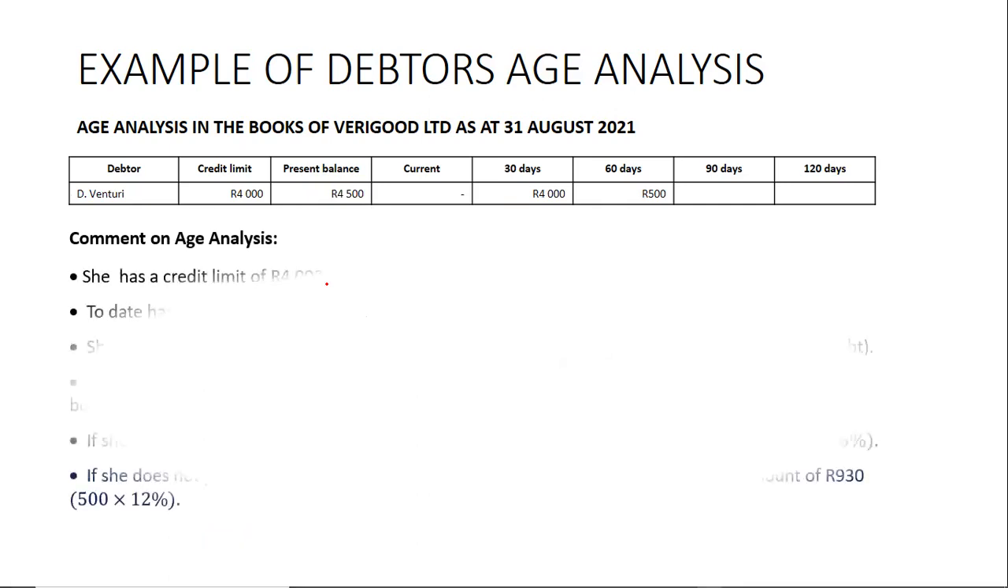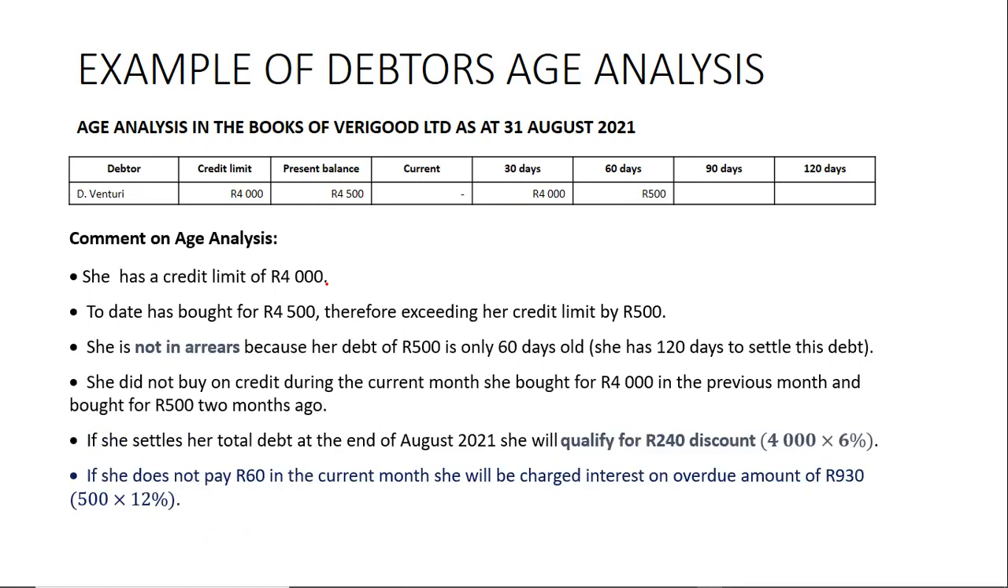Definitely. Let us analyze that. She has a credit limit of 4,000. To date, she has bought for 4,500, therefore exceeding her credit limit by 500. So in essence here, the company is not managing its debts well because you cannot allow a debtor to buy for more than the credit limit. So the internal control measures are not in place, or they're just not efficient, because that should have been prevented by the system. And the system should just not allow any cashiers to sell to a customer on credit if that customer has exceeded the credit limit, obviously, unless they're offering that customer a higher credit limit.